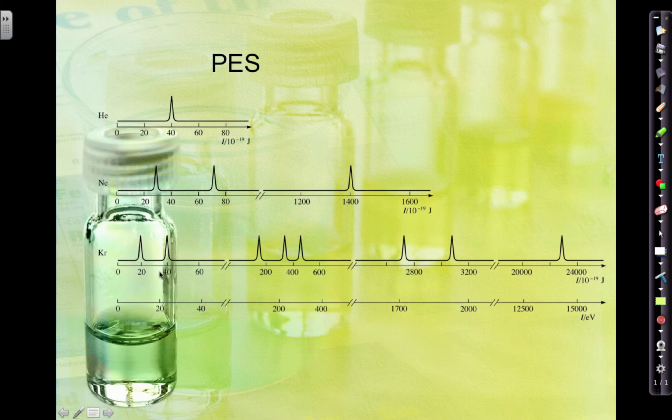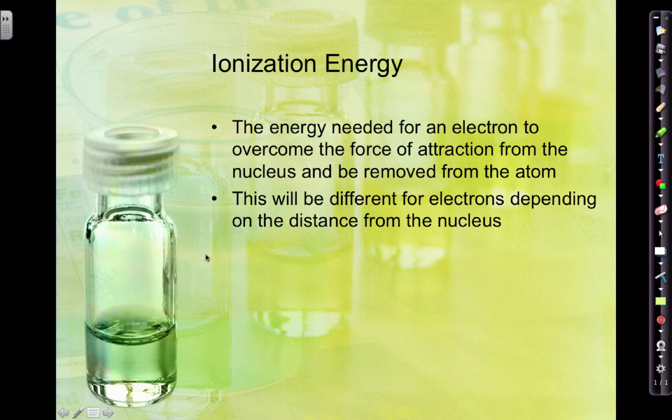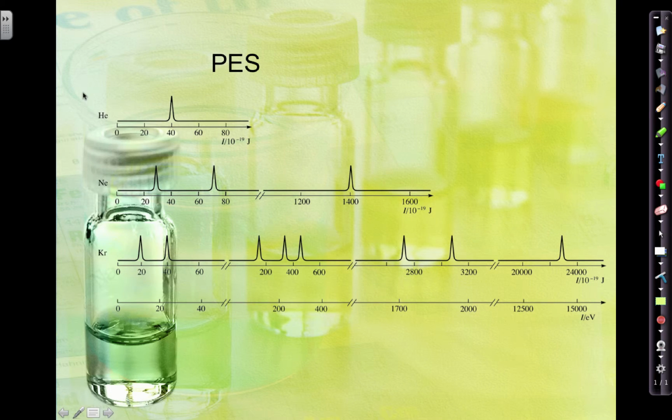So this is what they look like, and we've got helium here, neon here, krypton here. And basically on the y-axis you have your number of electrons, on your x-axis you have the amount of energy necessary to remove those electrons at that point. So this is one way that you might see it, and these little lines are just indicating there's big jumps in energy.